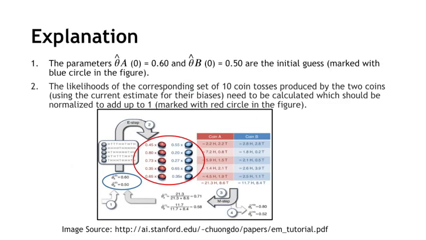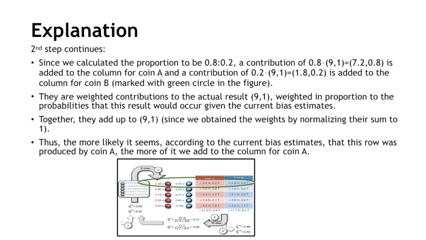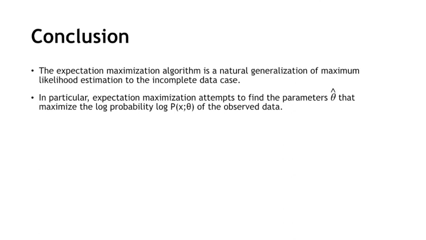Now we have a complete set of information with us, right? We can say for sure that we have been able to compute some value which is not about incomplete data anymore. It behaves as if we are working with a complete set of data. In conclusion, the expectation maximization algorithm is a natural generalization of maximum likelihood estimation for the incomplete data case. We started with incomplete data where we did not have any inkling about whether the coin toss was made by coin A or coin B, and we were trying to estimate the final value. In particular, expectation maximization attempts to find the parameters theta that maximize the log probability for the observed data.